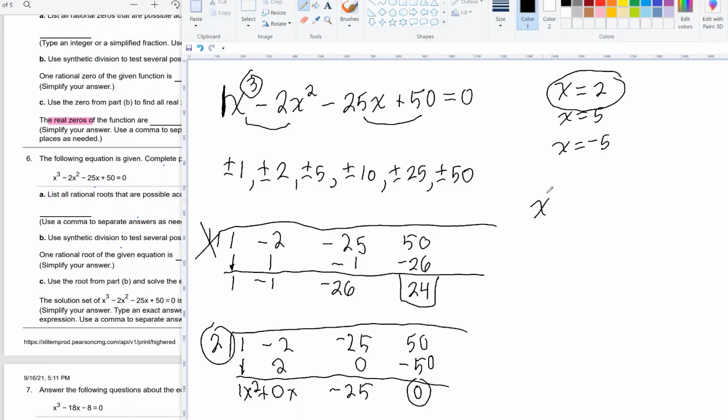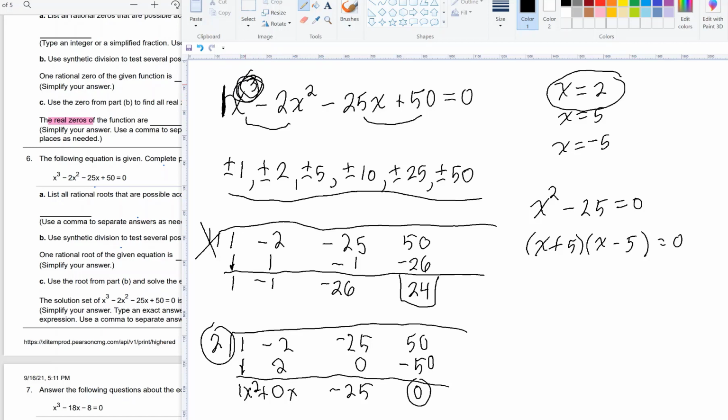So you might recognize x squared minus 25 equals 0. So you could stop and factor at this point. X plus 5, x minus 5. But if you didn't, you would need to go on to the next one, negative 2, and then 5, and negative 5, and continue until you've checked all of them or you've found 3 that work. Remember that if you try all of them and none of them work, and you're down to a square, you might have to use the quadratic formula. But luckily for us in this case, we know that the roots are 2, 5, and negative 5, and that's our solution set.